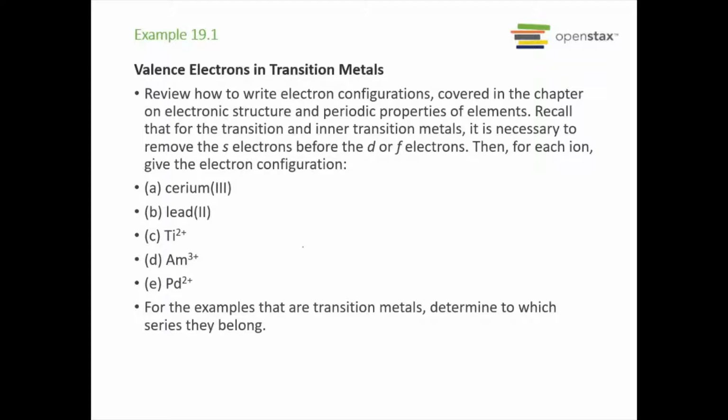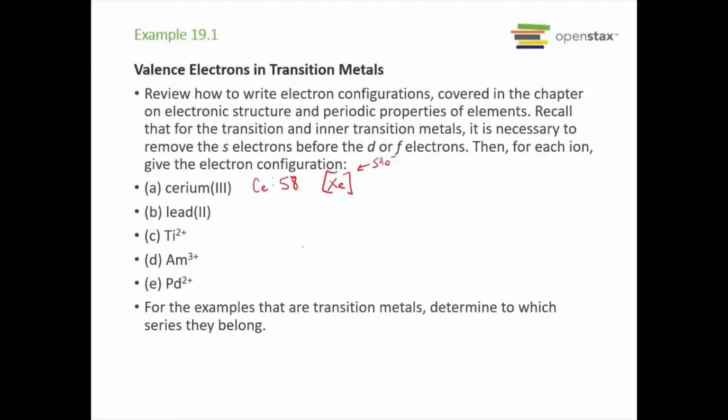Okay, so the first one we're given is cerium. We're told cerium 3, but let's first look at the neutral atom. The neutral atom of cerium is 58, based off its atomic number. So to do the electron configuration for just cerium, we would notice that xenon is the closest noble gas, and xenon is 54 electrons. So that would take care of 54 electrons for us. And we also can see that xenon is full up to the 5p orbital.